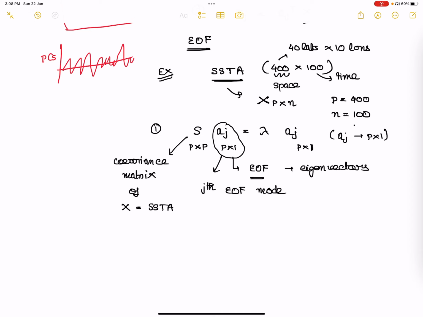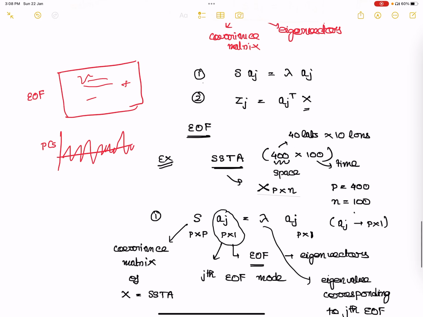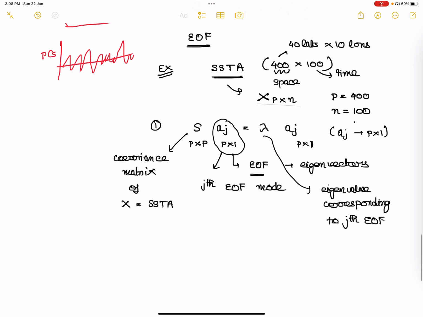And the Aj which we have got is the jth eigenvector, the empirical orthogonal function, and lambda is the eigenvalue corresponding to the jth EOF. Correct? This is done. So we have now seen the mathematical expressions, equation 1 and equation 2, which we have derived. We have seen what the empirical orthogonal function is, what the covariance matrix is, and what this lambda represents.